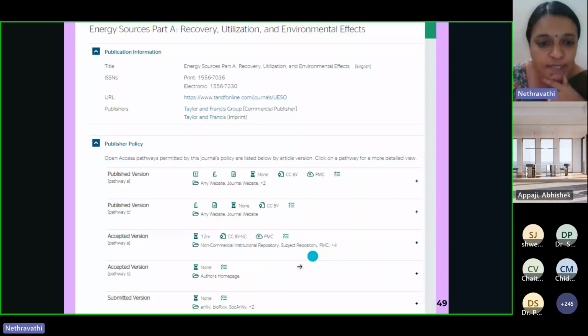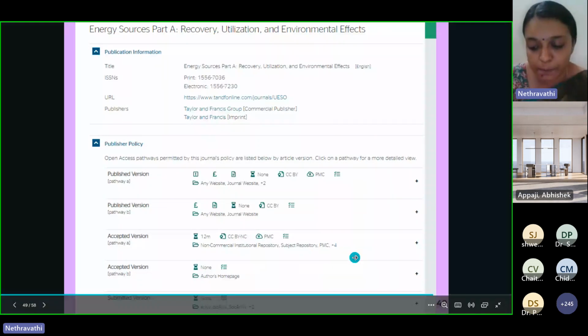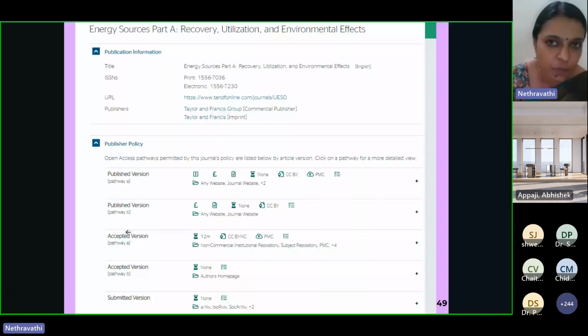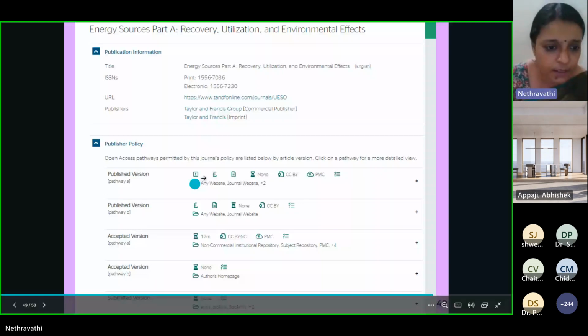So this publisher policy will tell me where I can upload my paper and what the embargo is on those. You can see that when we have a paper, there are basically four steps. One is you write a paper, and once you write it, you submit it to a journal. So there's a submitted version, and then it will be accepted.